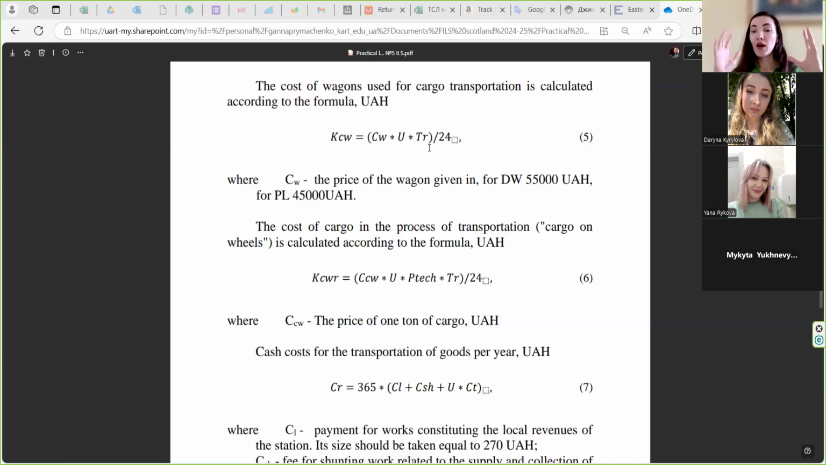This whole part is the numerator of our formula, and we divide all of it by 24, which is the number of hours in a day. So the result is in hryvnias. It is a very big part of the cost. Please calculate it.